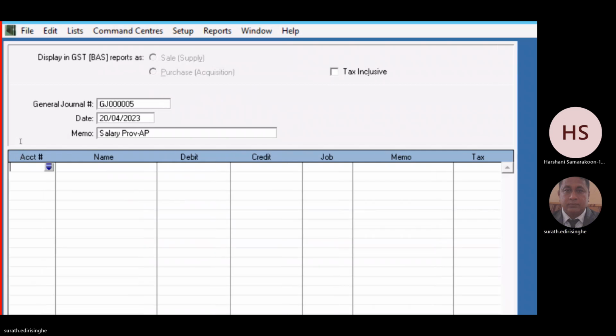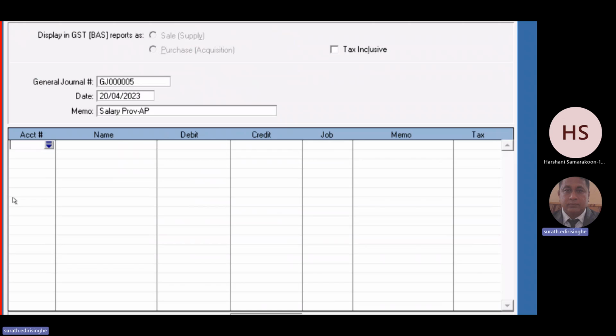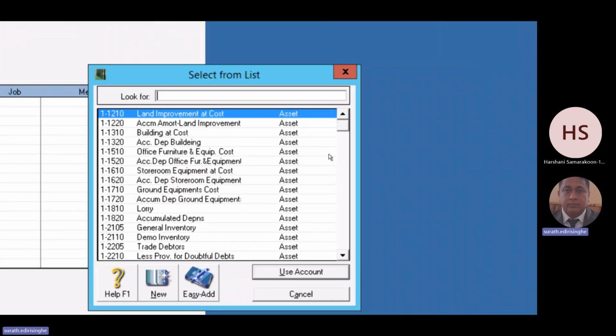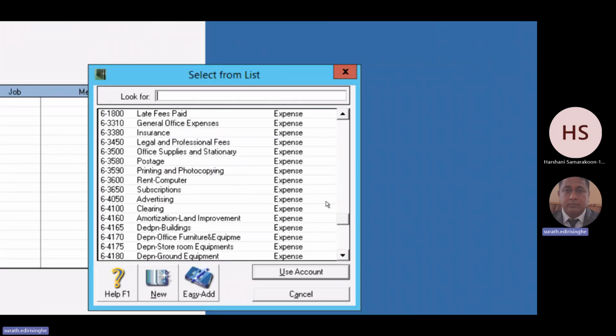Now you record the transaction. Right. Next. How many accounts we debited? 3 accounts debit. First I debit to my salary account. Under the expense, tell me the salary expense account.